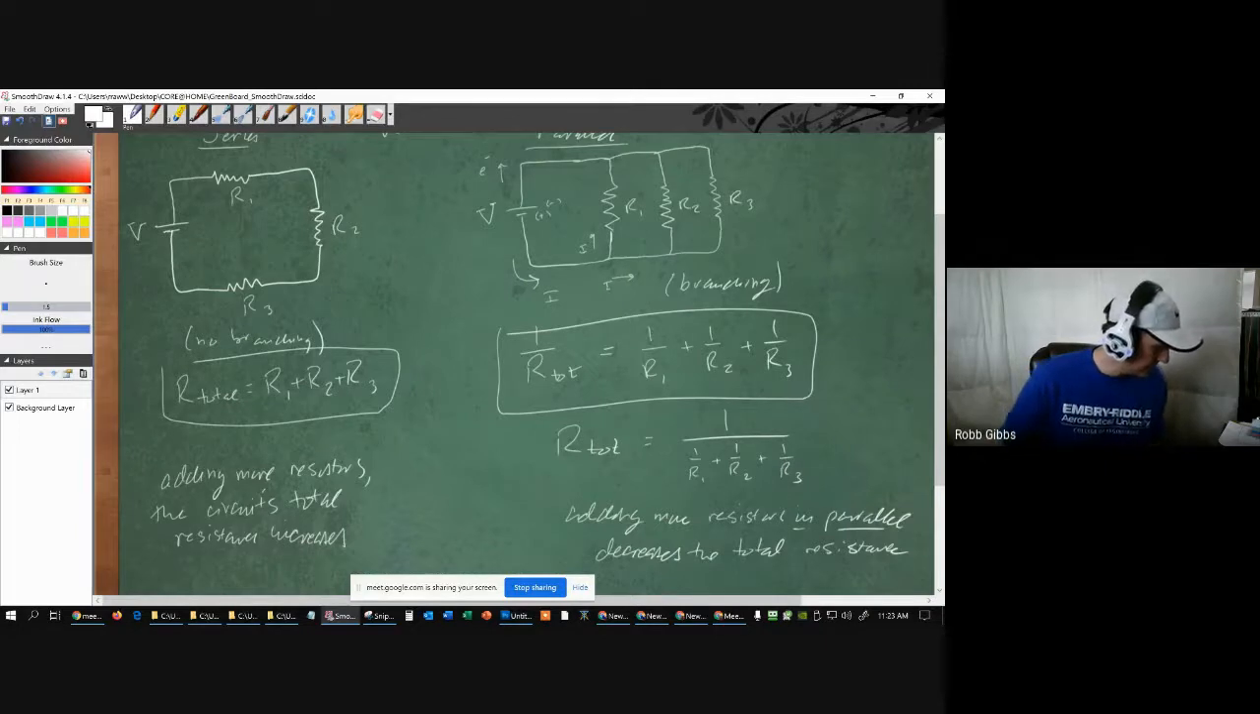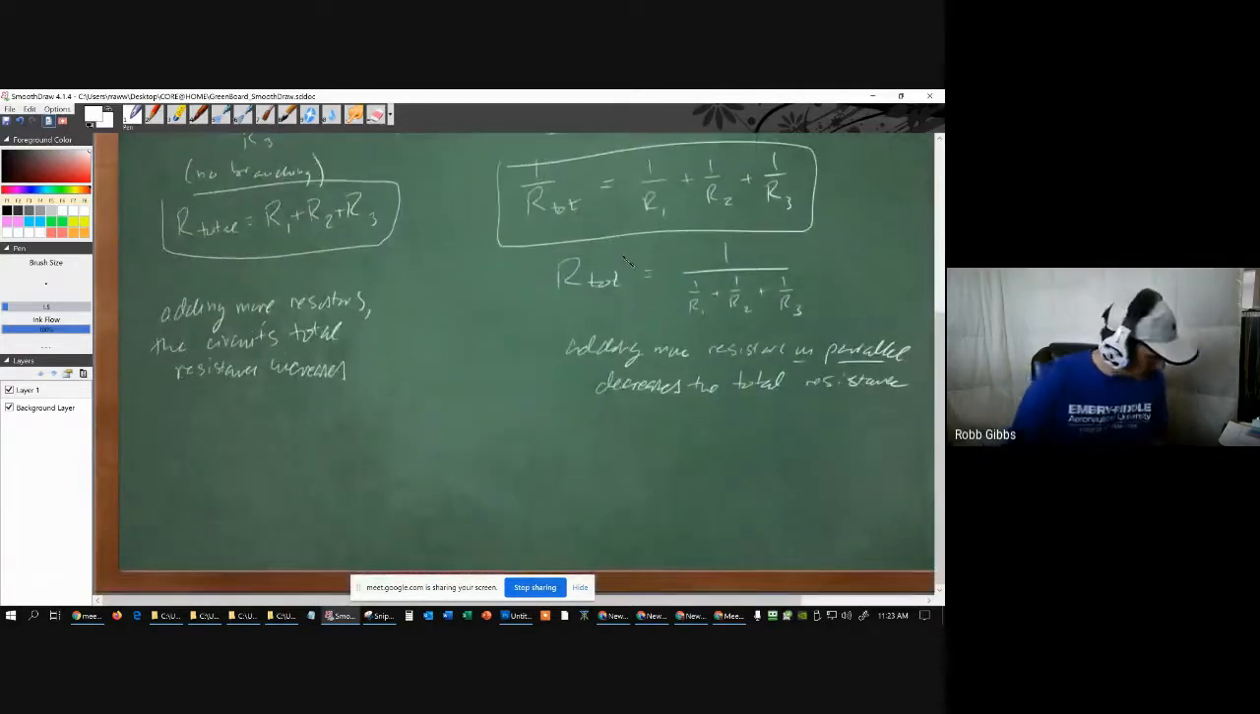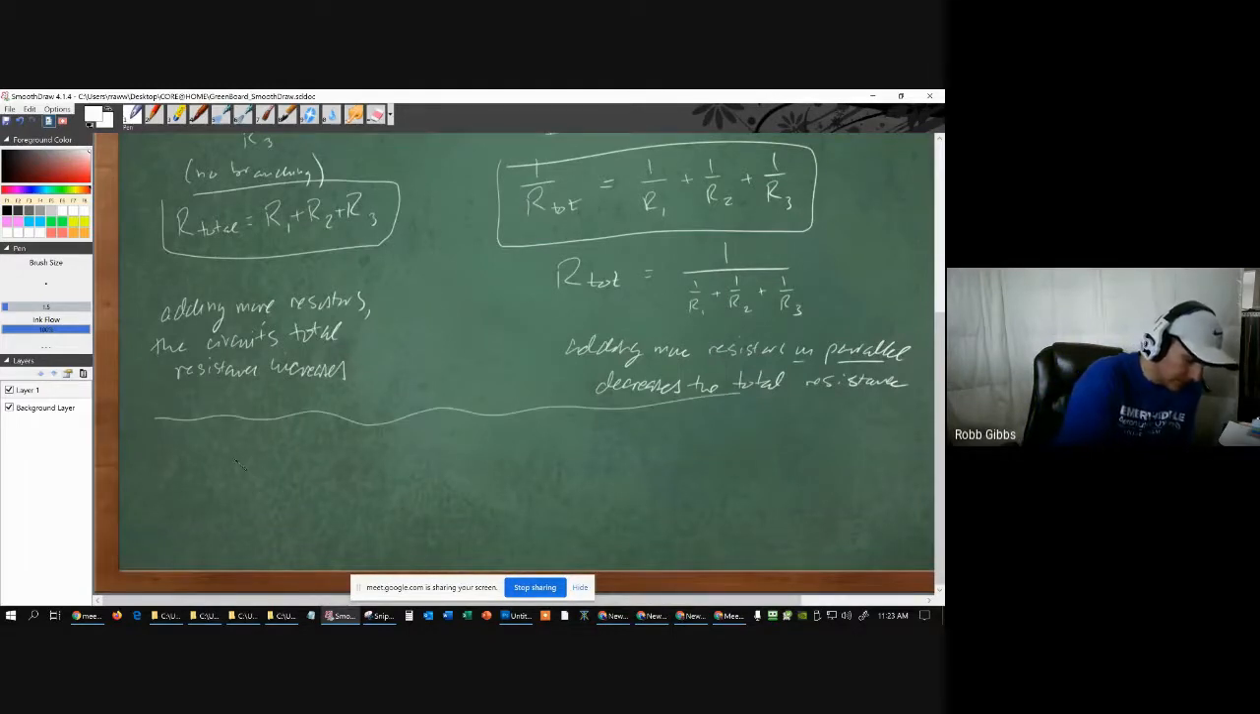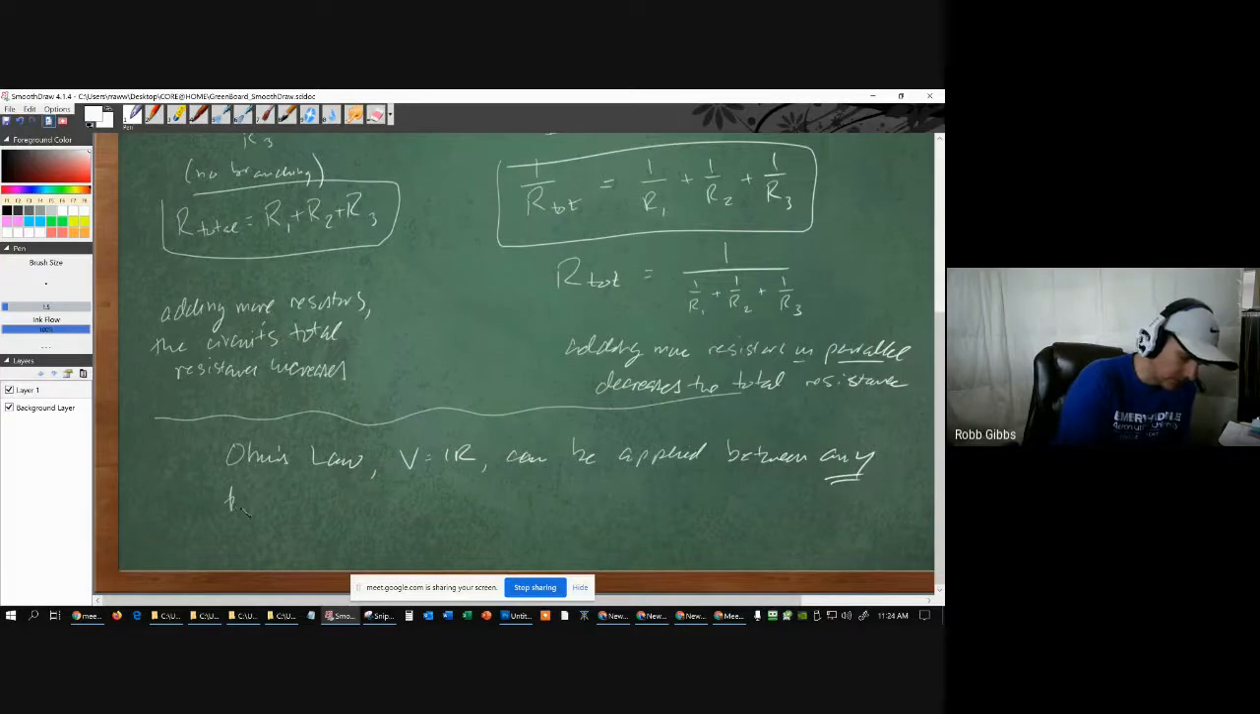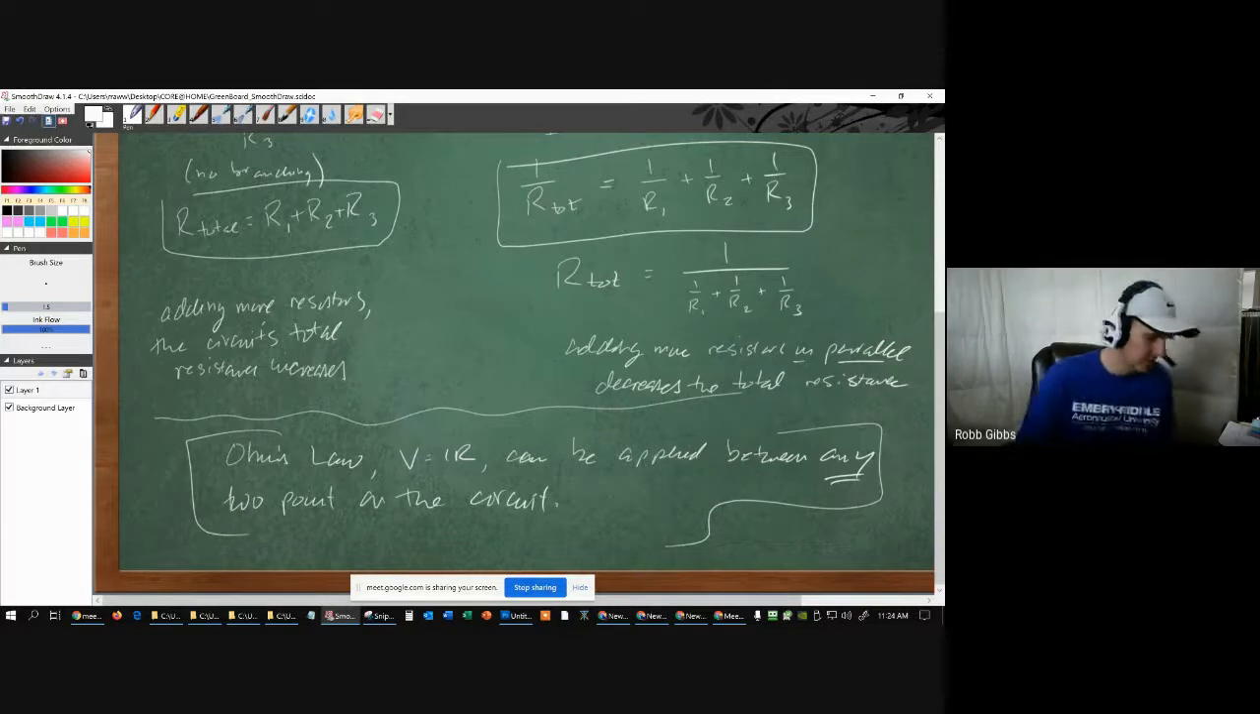So you can have mixed series and parallel circuits, of course, right? We could put another resistor here or another resistor there. And so you've got these combinations of parallel and series circuits. We'll talk about those. Ohm's law, which we learned in the last section, which is our V equals IR, can be applied between any 2 points on the circuit. You get to pick on the circuit. So with that principle, that allows us to do some circuit analysis.